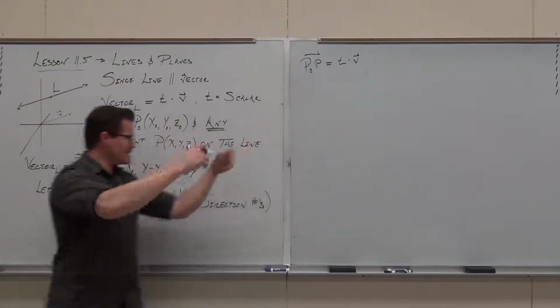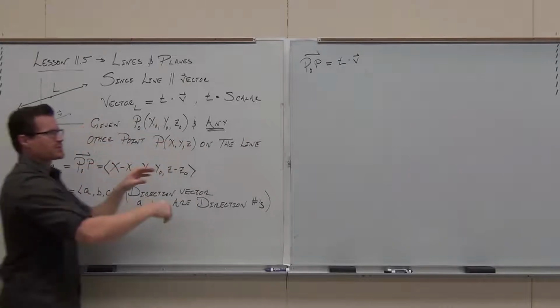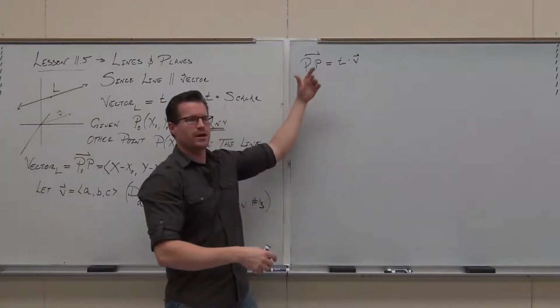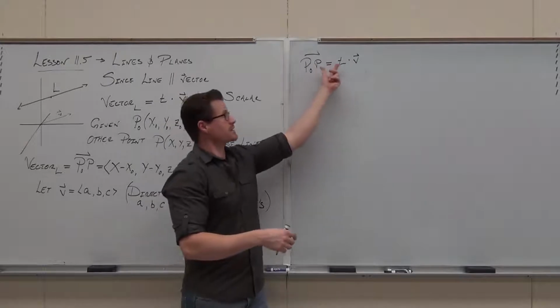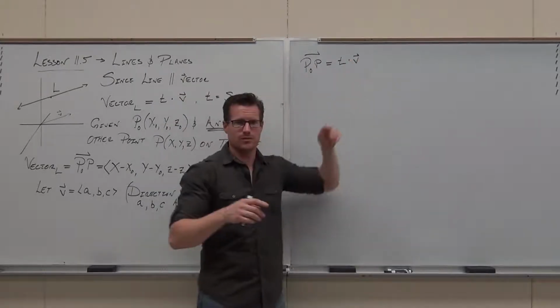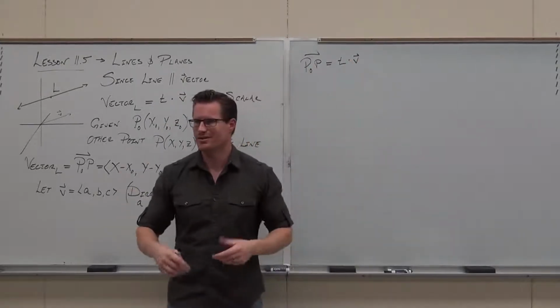Here's the vector of my line. I did it, man. There's 2 points. I subtracted them. That's the vector of my line. I know they're parallel. Therefore, I know that the vector of my line is a scalar multiple of the direction vector. What's telling me the direction of my line? It's almost trivial. It's saying, yeah, they're parallel.